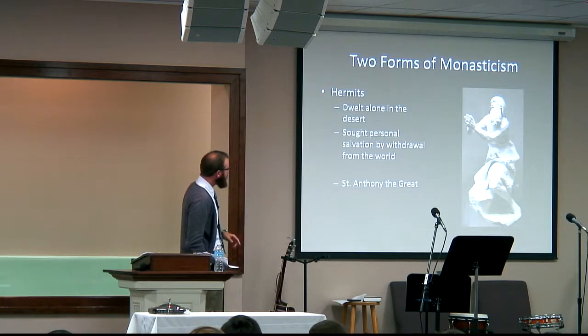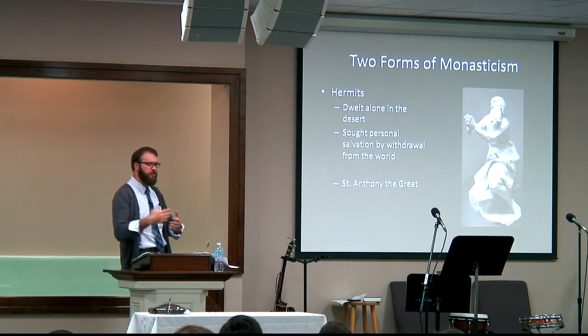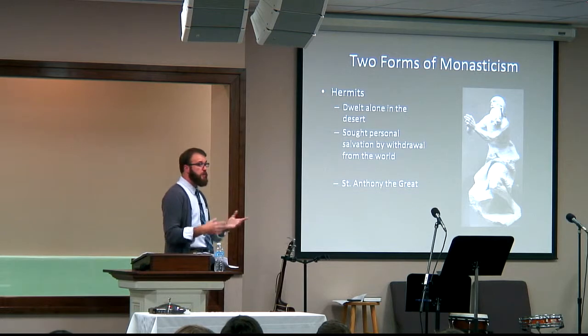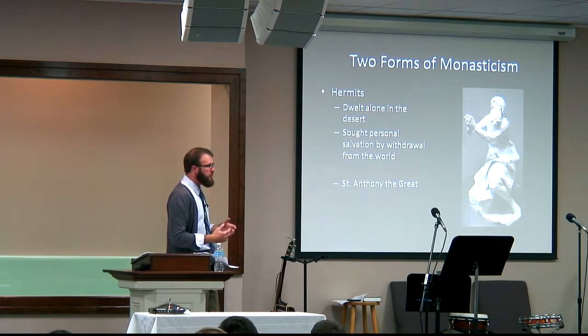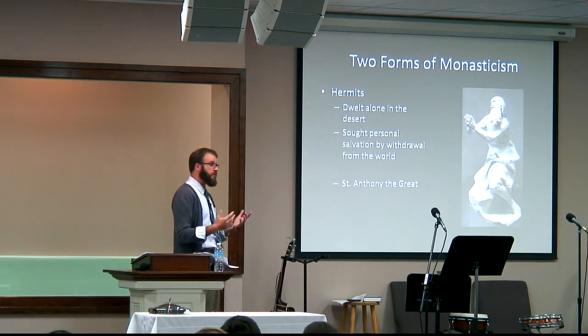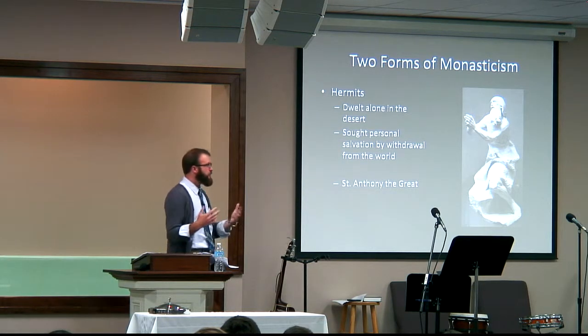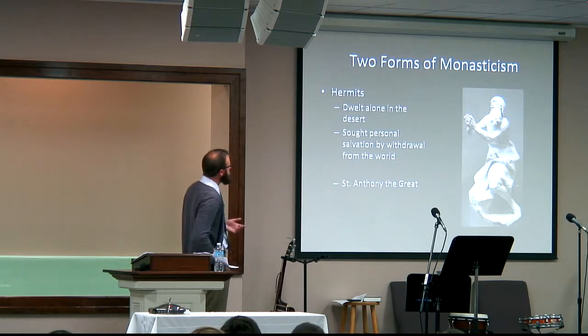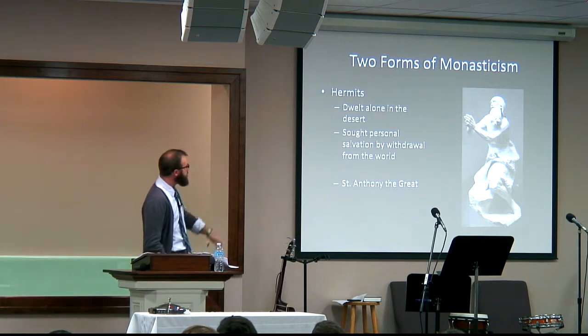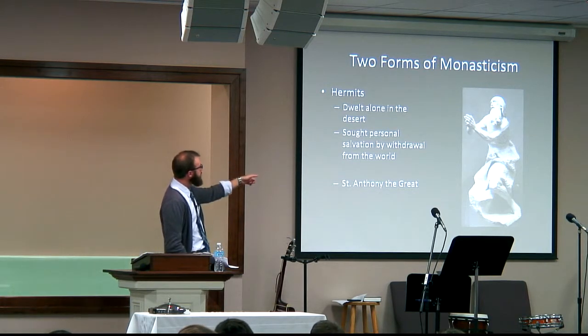Next up. Now there's two forms of monasticism. There are hermits who dwell alone in the desert. This is going to be true, especially in the East. The idea of hermits is going to be much more popular because the climate is a lot nicer. It's warm. You can go out and live by yourself. You don't have to live together. And they sought personal salvation by withdrawal from the world. An example of this is going to be St. Anthony the Great. Next slide.